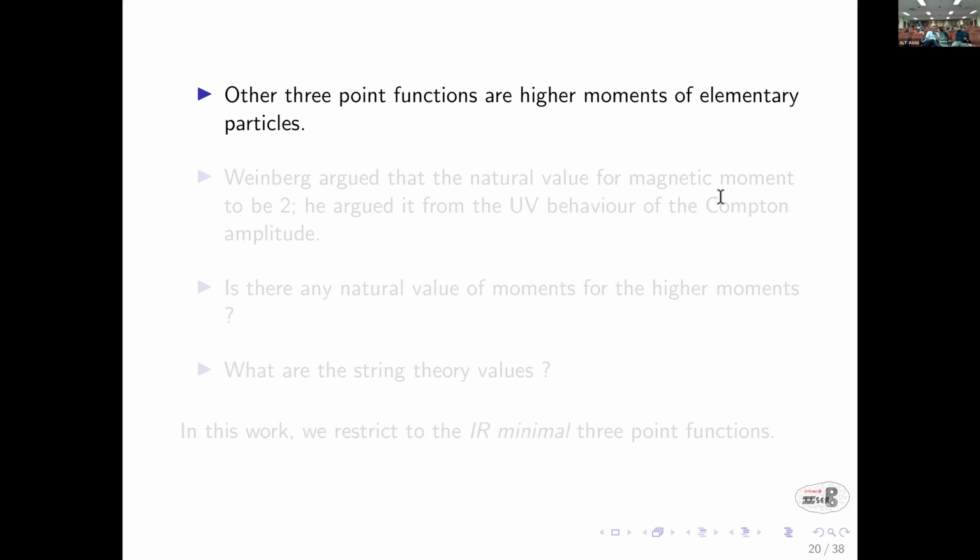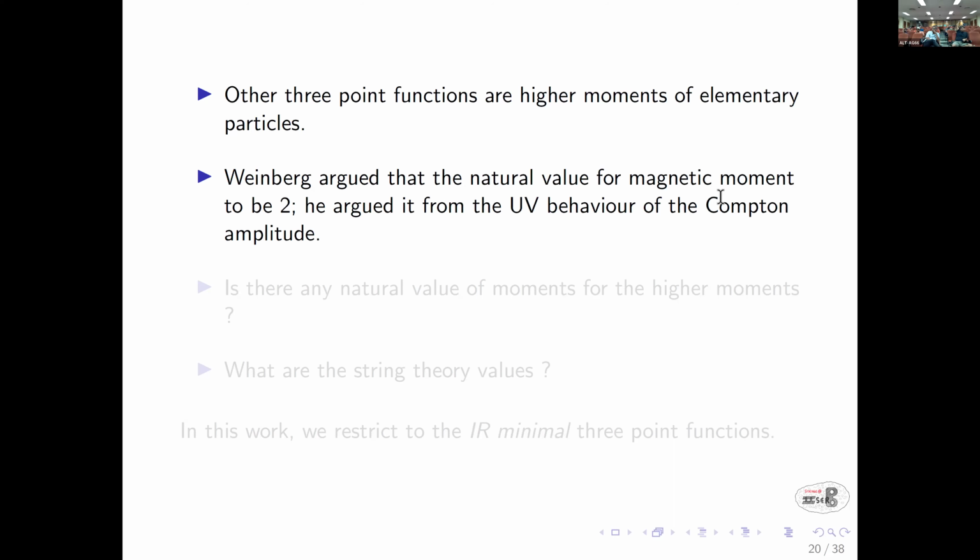Now, related to what Siraj was hinting towards, the other 3-point functions are higher moments of the elementary particles. If I take a black hole, then these will be the quadrupole, octupole, and so on, related to the coefficients of the 3-point functions. If you look at the literature, people ask what the natural magnetic moment for elementary particles is. After the discovery of the electron, people thought it is 1 over s, so it's 2 for a fermion. Weinberg argued from some non-perturbative reasoning that at least the tree-level value has to be 2.